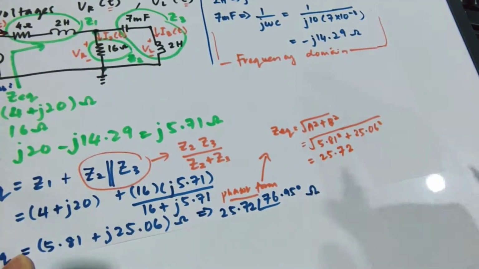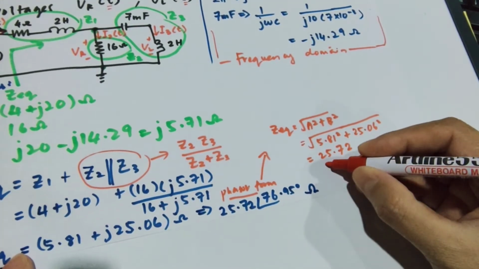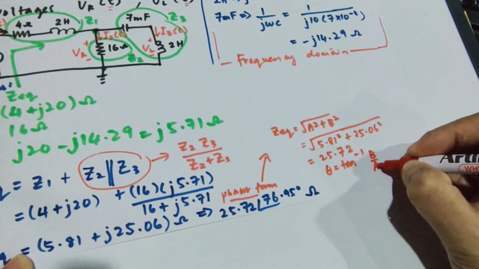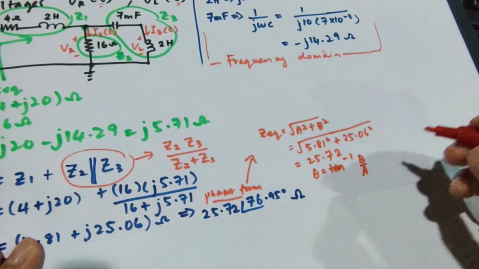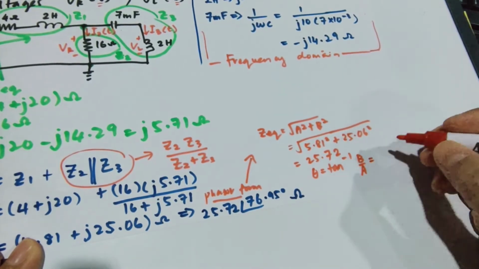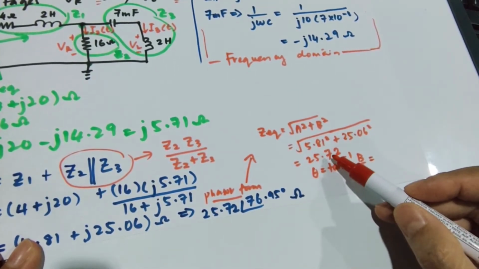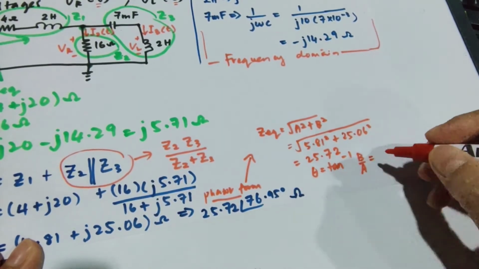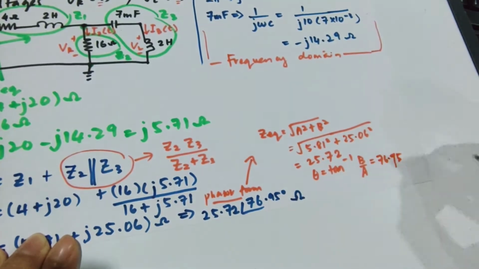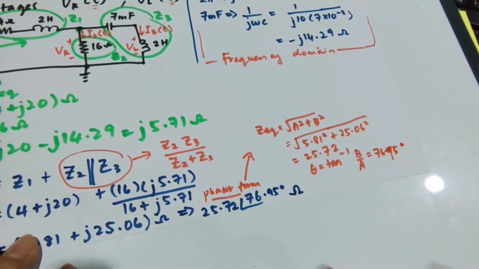For the angle theta, theta equals tan inverse of B over A. You substitute B is 25.06 and A is 5.81, and you manage to get theta as 76.95 degrees. So this is it.